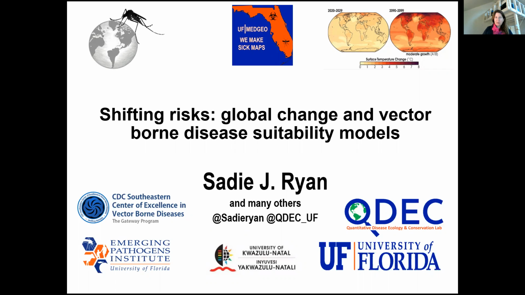I'm going to talk a bit about work we've been doing looking at shifting risks, particularly about global change and vector-borne disease suitability models. And as you can see from my rather busy opening slide, this is work that I do as a collaboration with many people across multiple parts of my university and other universities.